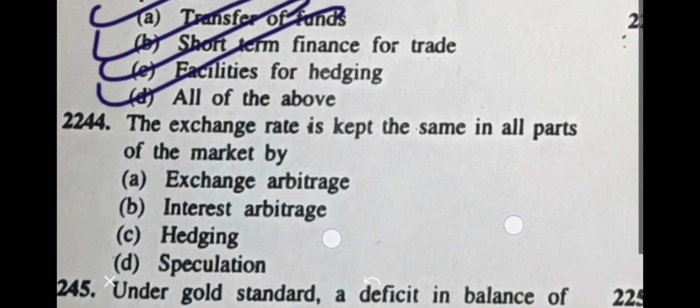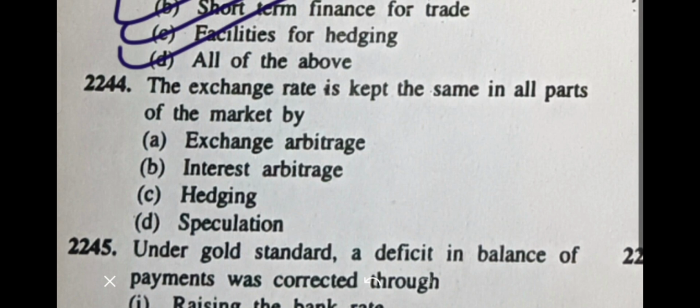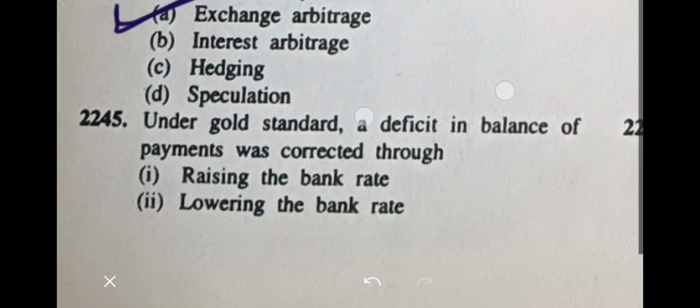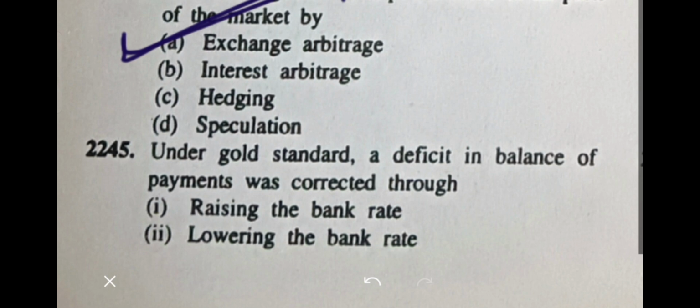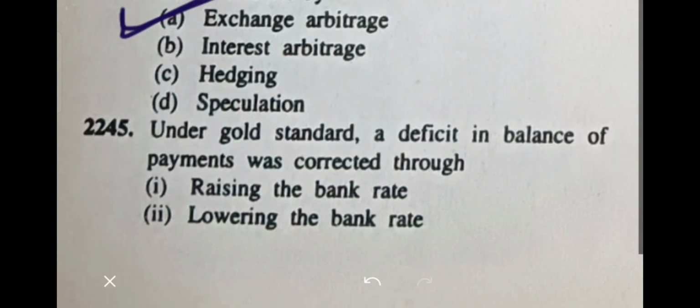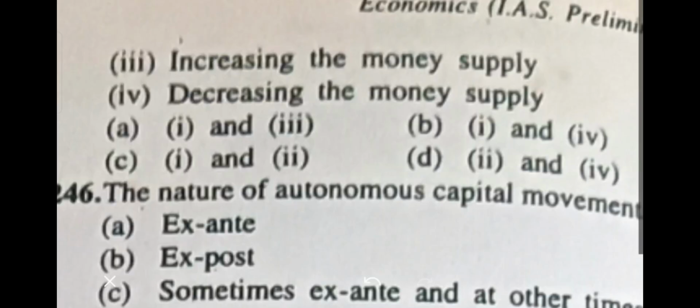The exchange rate is kept the same in all parts of the market by exchange arbitrage. Under gold standard, a deficit in balance of payment was corrected through raising the bank rate and decreasing the money supply.